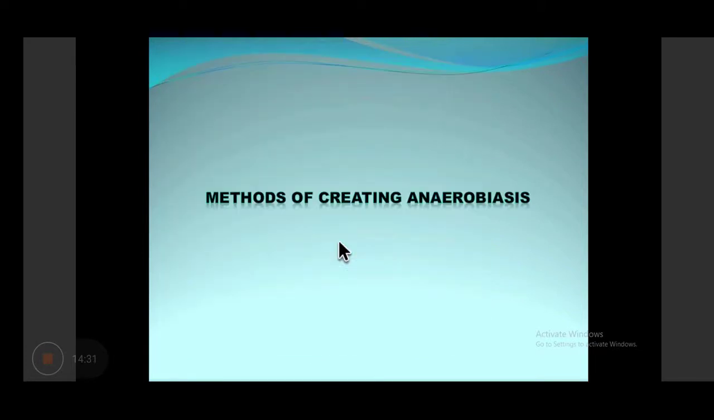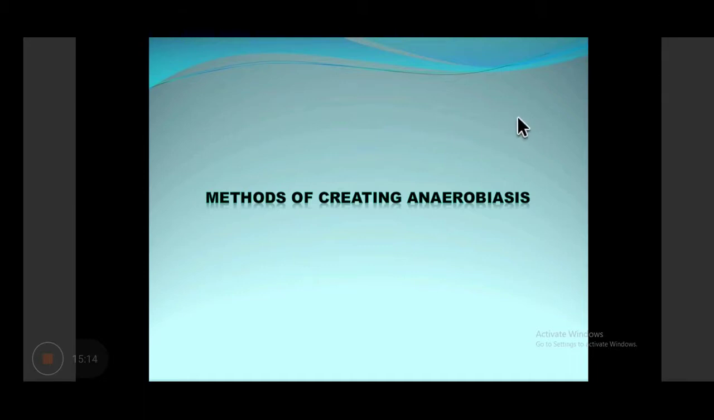What are the methods for creating anaerobiasis? Anyone who knows, please suggest some examples of methods. Anoxomat, paraffin, yes. Gas pack, yes. Macintosh jar, roll tube method, glove box. Good. We will see the candle jar. Good. So we will see the methods.